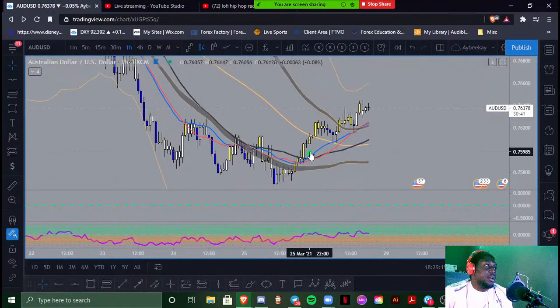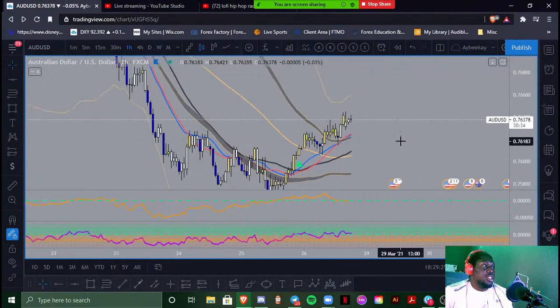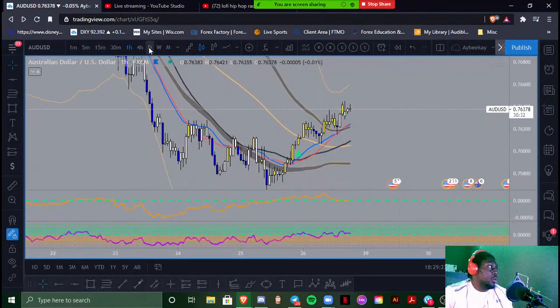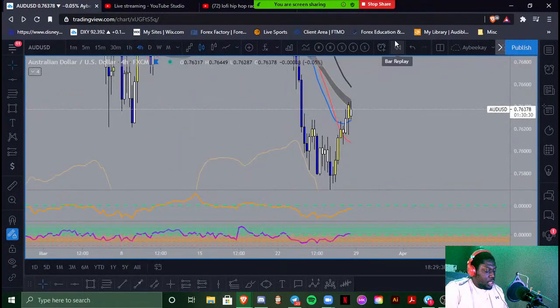1 hour time frame had already called for the buy. I would never have gone into it because I would have needed the retest. But yeah, AUD USD is going bullish, so we'll see what this does. Let me see what the 2 hour looks like real quick.